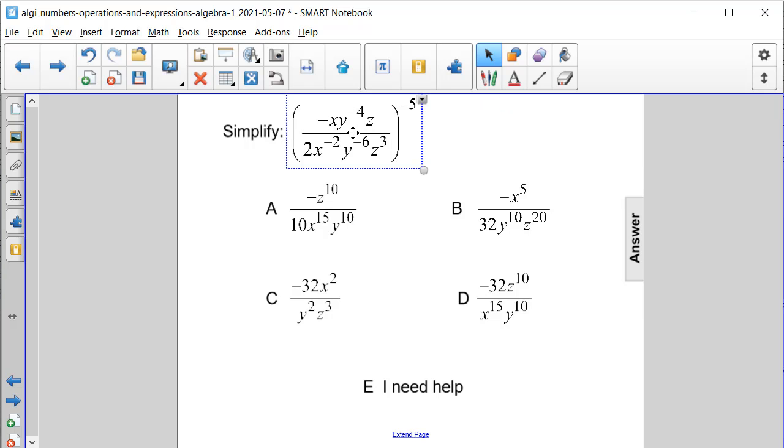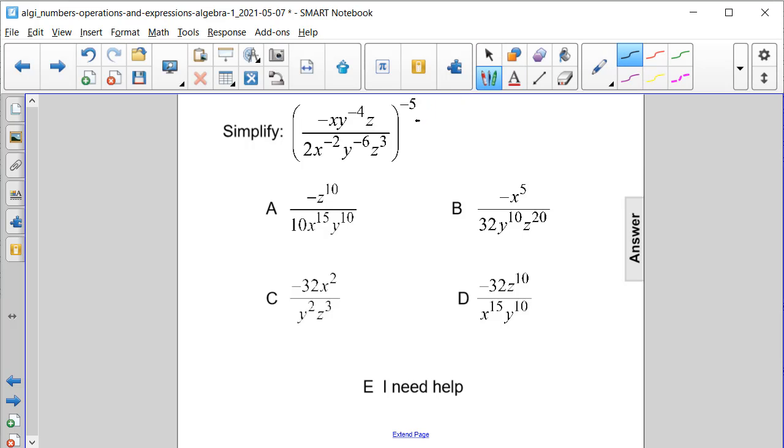Simplify the algebraic expression: negative x y to the negative fourth z, all over the quantity 2x to the negative second y to the negative sixth z to the third. And this entire division problem is being raised to the negative fifth power.